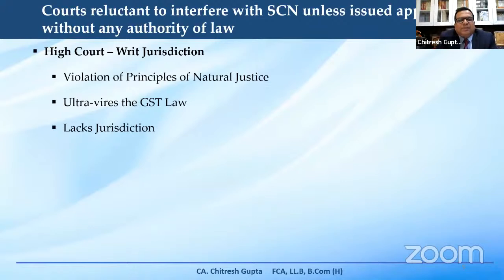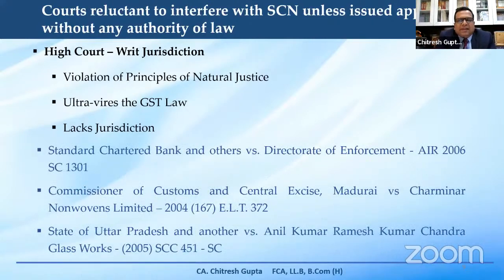The first is violation of the principle of natural justice. If the principle of natural justice has been violated in that show cause notice, in that case the show cause notice can be directly challenged in the High Court. Then another is ultra vires the GST law. If the show cause notice is ultra vires the GST law, then it can be directly challenged in the High Court. And if it lacks jurisdiction, suppose your jurisdiction was with a Central authority and you got a notice from the State authority, then it can be challenged in the High Court with respect to the jurisdiction. So these are the cases wherein it has been held that apart from the above 3 cases, the High Court is not bound to accept the writ in respect of the SCN.